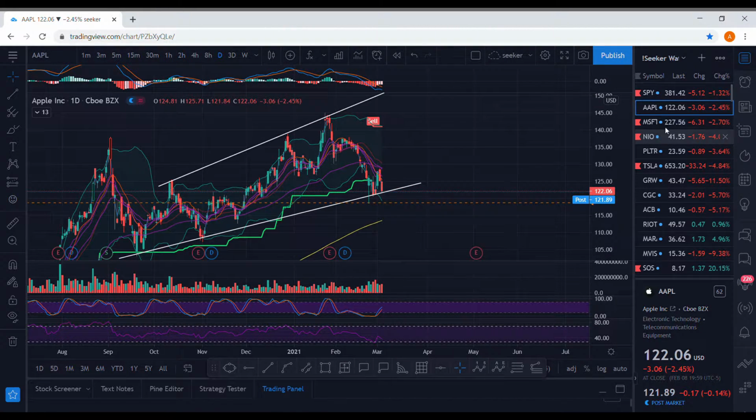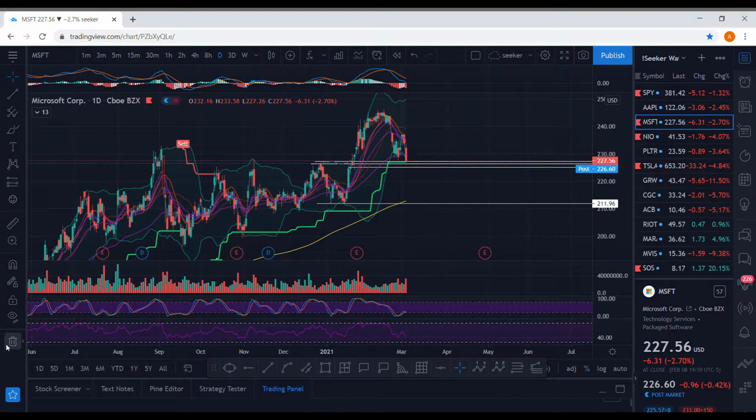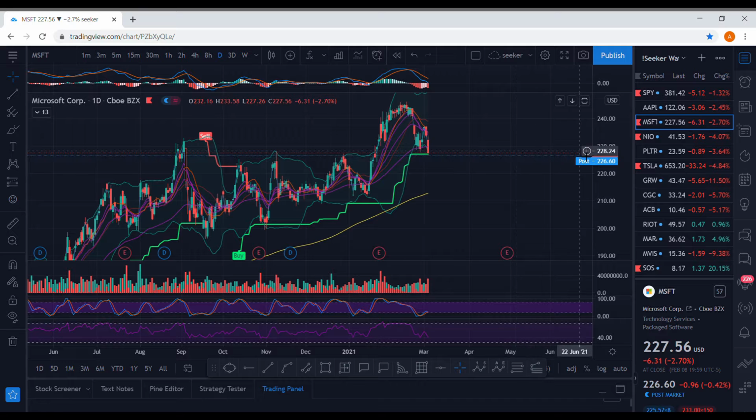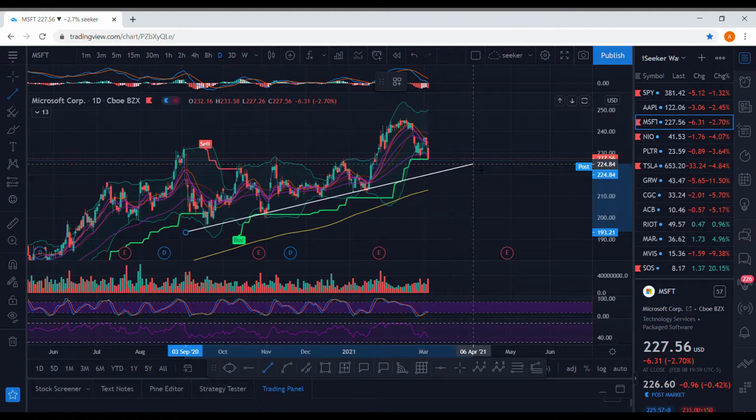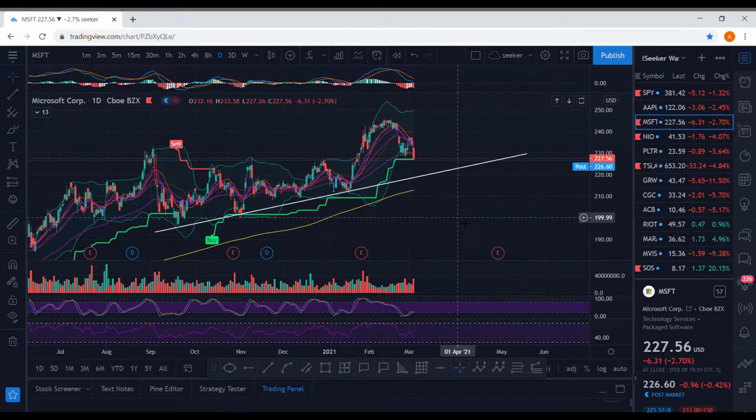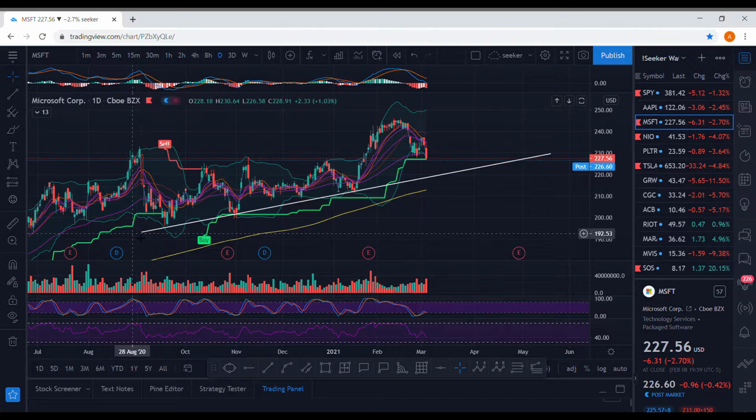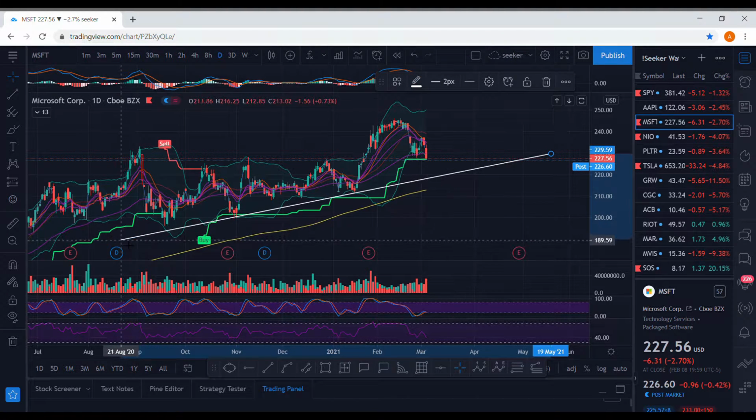Alright, let's look at one more here. Let's go to Microsoft. Alright, for Microsoft, I see a nice little trend line here. So if you can't find a trend line, don't force it.